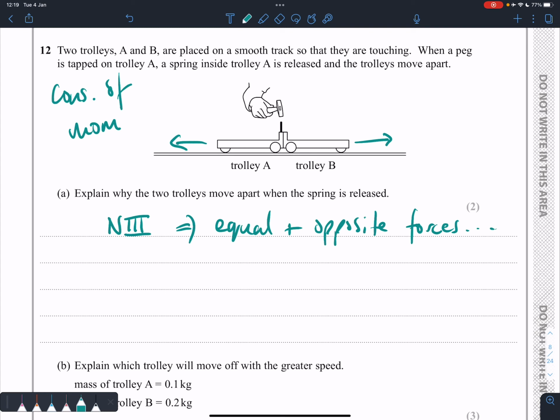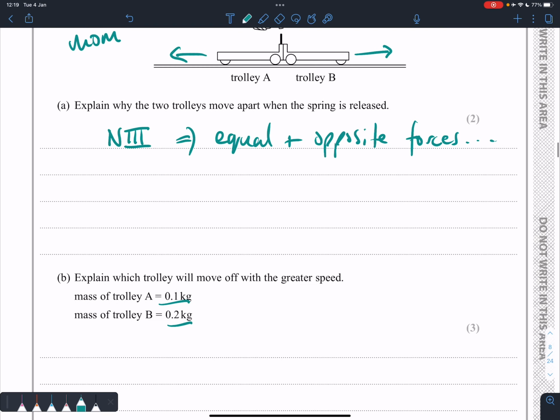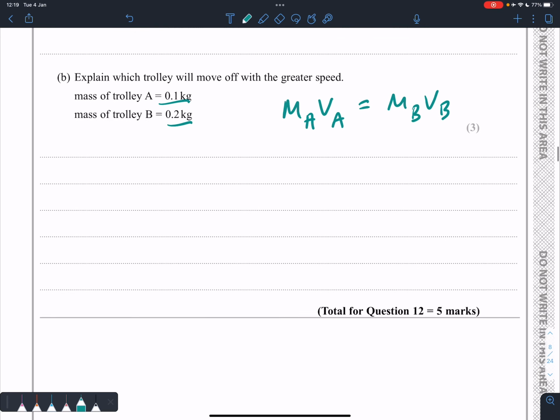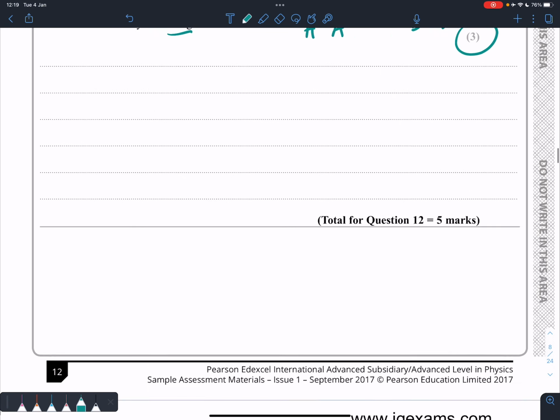What happens if you've got trolley A pushing on trolley B and trolley B pushing on trolley A and they're both free to move? Explain which trolley will move off with the greatest speed. Mass of trolley A, okay, is 0.1. Well, you should know that the conservation of momentum means the mass of trolley A times the velocity of trolley A is going to be equal to the mass of trolley B times the velocity of trolley B. That should be enough. If you do 3 marks for that, that's crazy, really, when you think about it.